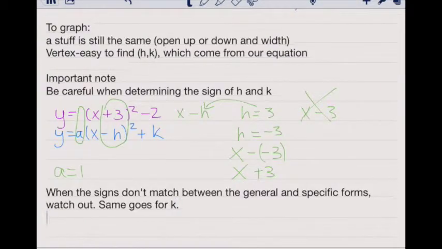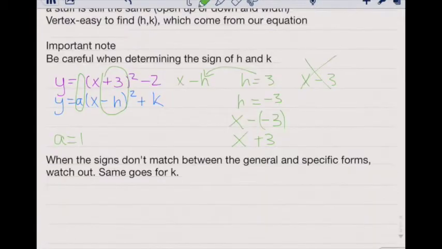Same advice goes for k. Consider, it's supposed to be plus k, and we have a minus 2. If I were to have plus 2, that doesn't match up to what's in my specific form. If I were to have plus a negative 2, I can simplify that to just minus 2. So this is what k equals, and this is what h equals.